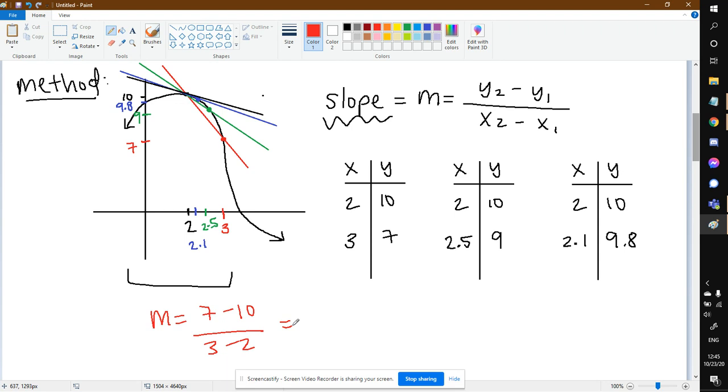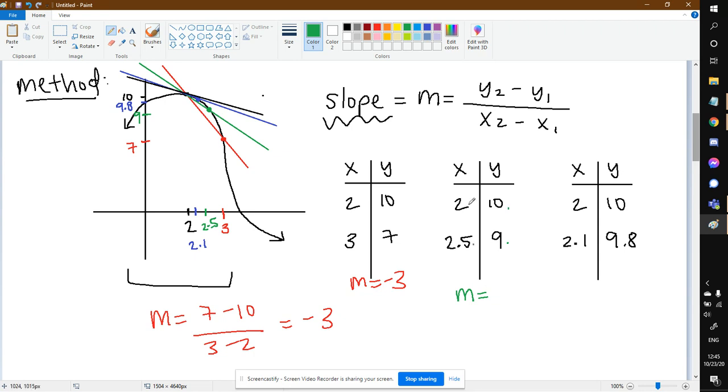Sorry, 3 minus 2. I don't know what I said. But that's what I mean. And I get that this is negative 3. All right, so the slope here is negative 3. If we do our calculation for this one, we do our y2 minus y1 over x2 minus x1.